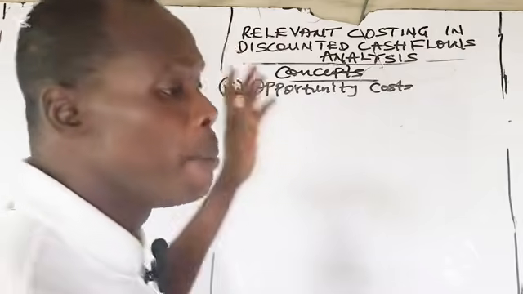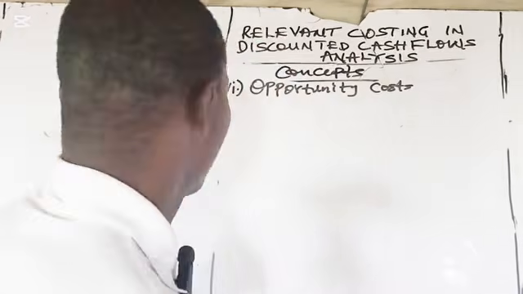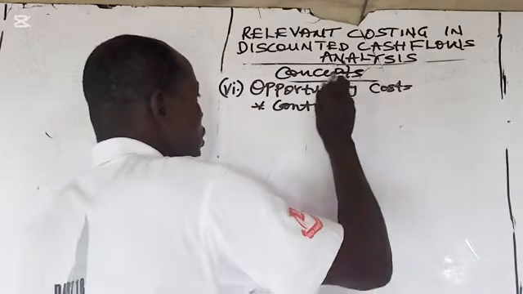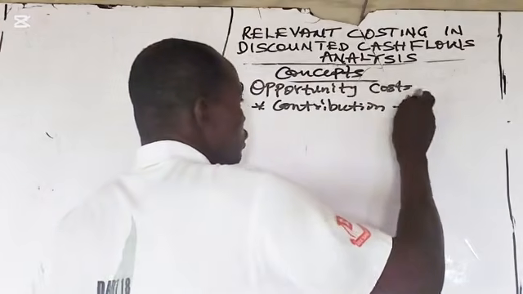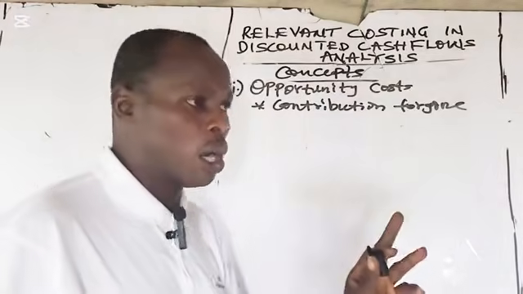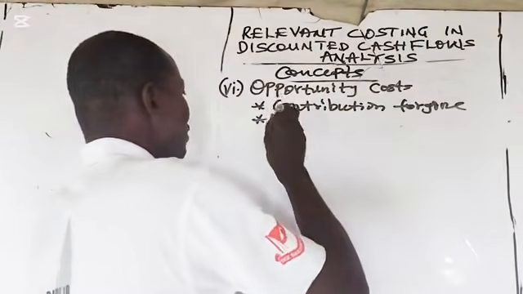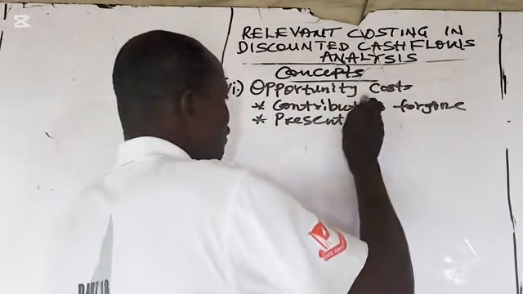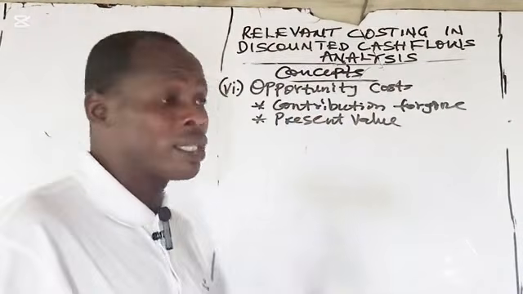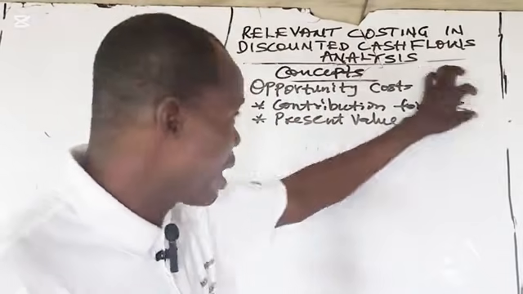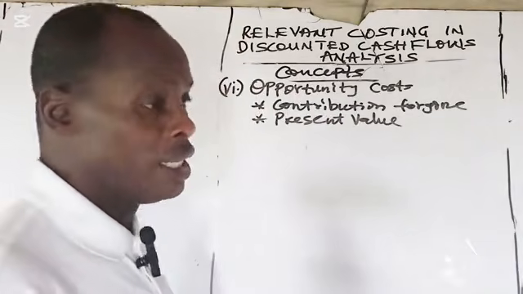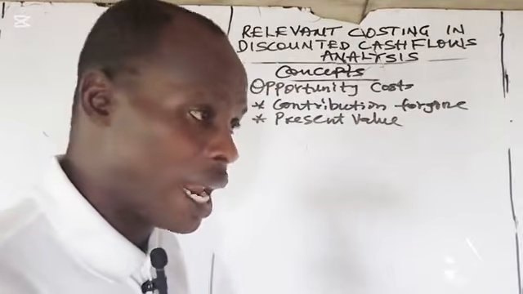Opportunity cost may be measured as contribution forgone. That is, you may measure the opportunity cost as lost contribution or as present value in discounted cash flows analysis. So these are the two ways of measuring the opportunity cost.